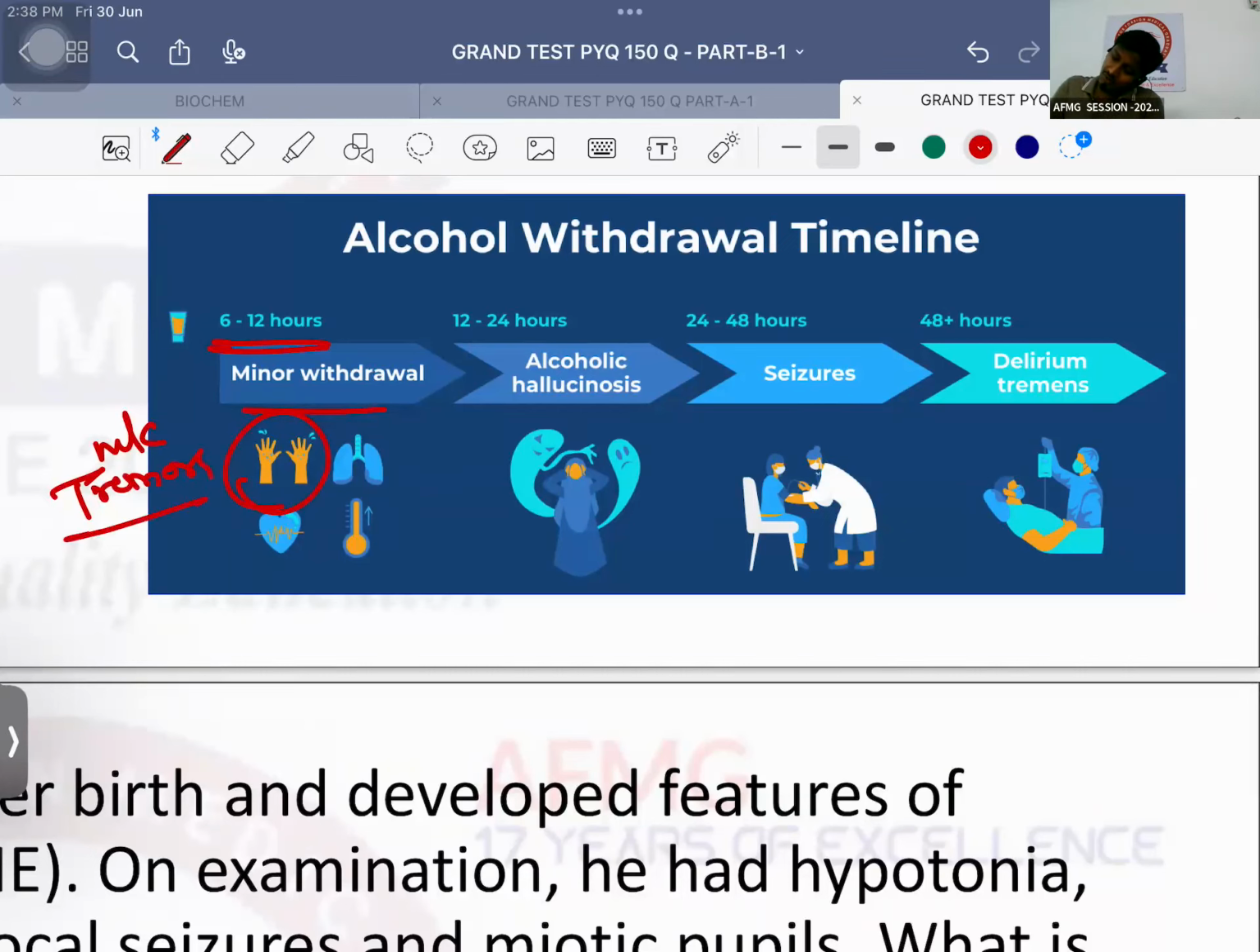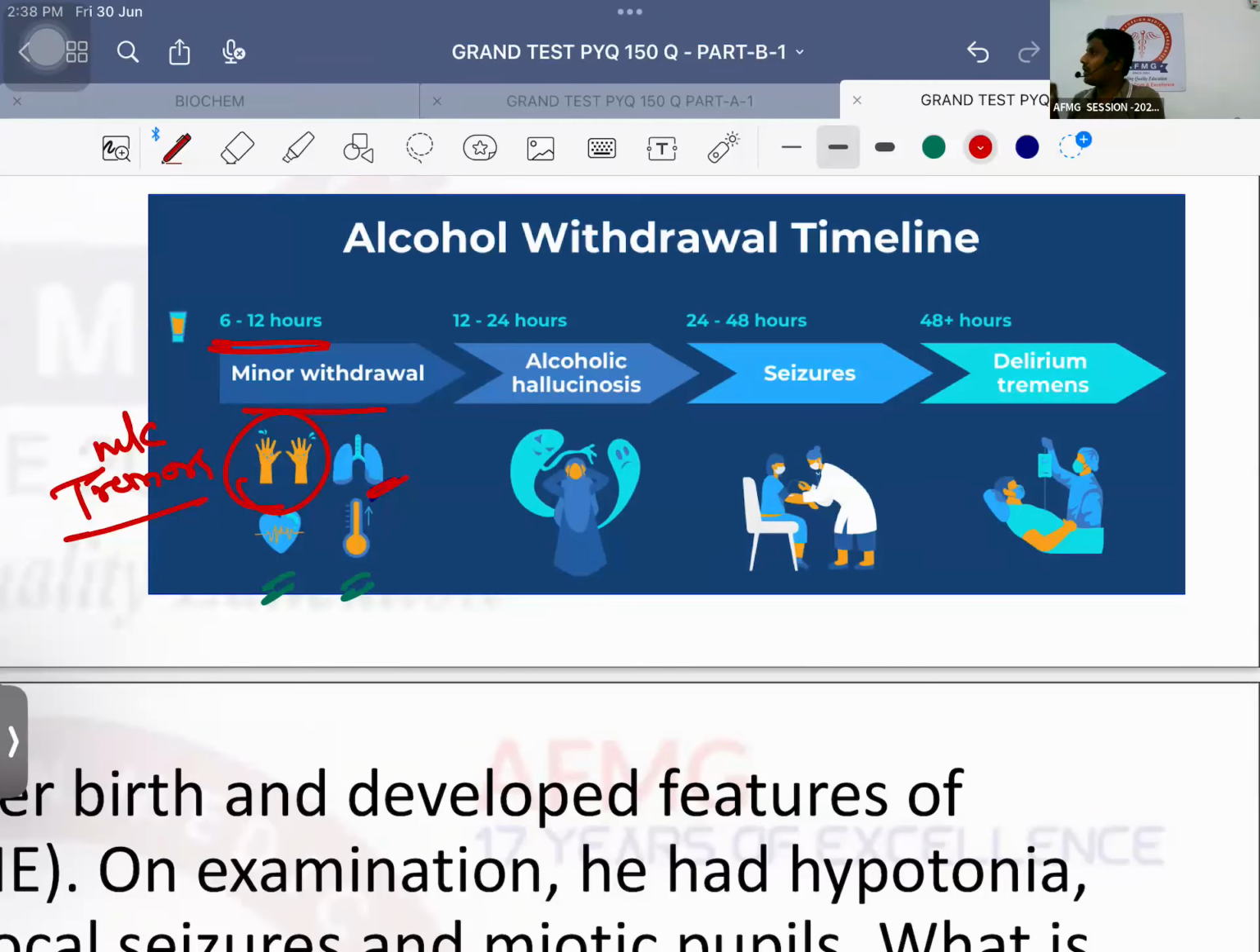Okay. Then the patient will also have what? The patient will also have tachycardia. The patient will also have fever as well. Okay. There will be hyperthermia. The patient will also have tachypnea, increased respiratory rate, or there will be dyspnea as well. Okay. So please remember these are the features, but most important are the tremors.